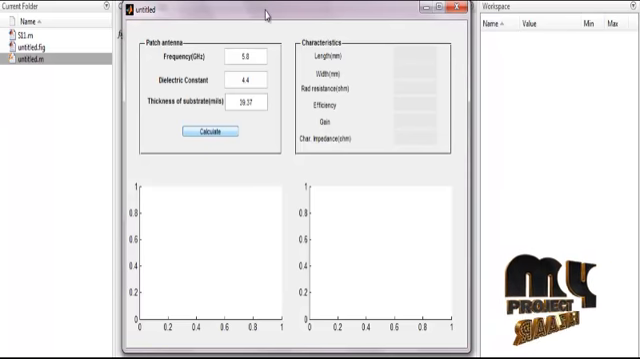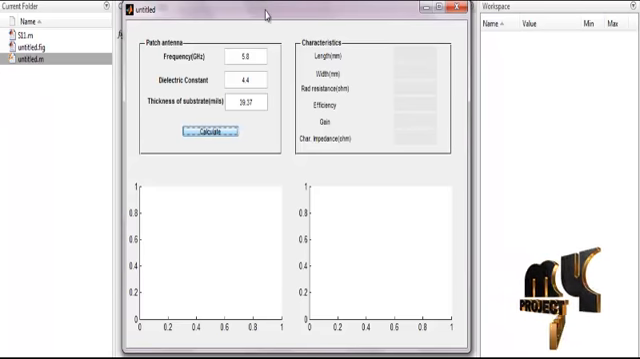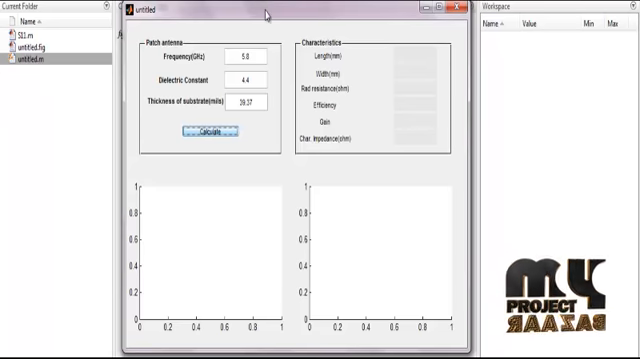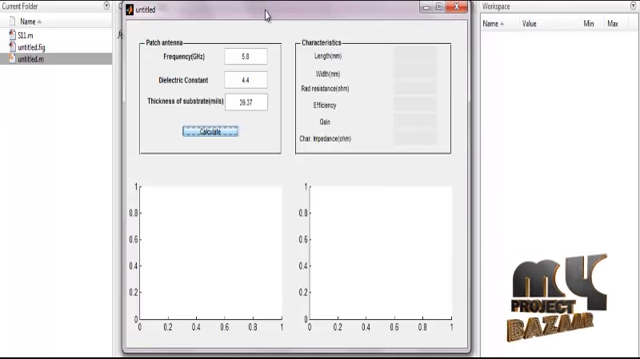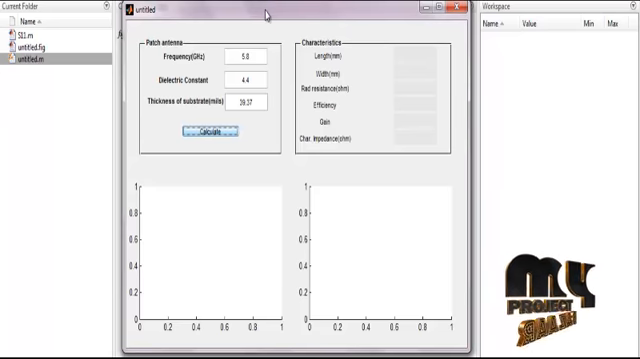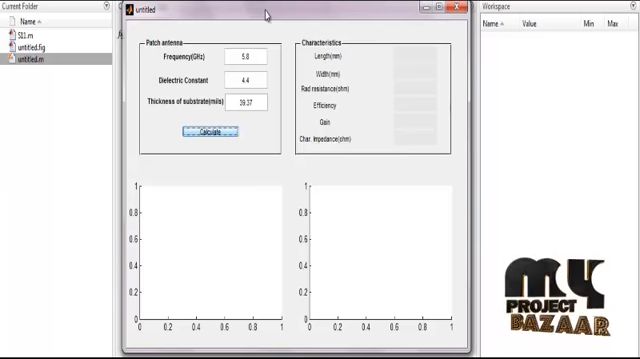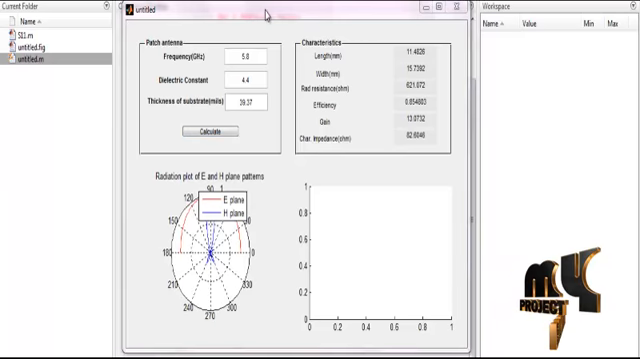Then we click calculate, and the length in mm, radiation resistance, efficiency, gain and characteristic impedance in ohms are displayed. The radiation pattern and the return loss are also displayed in the product. Here this is the length in mm.